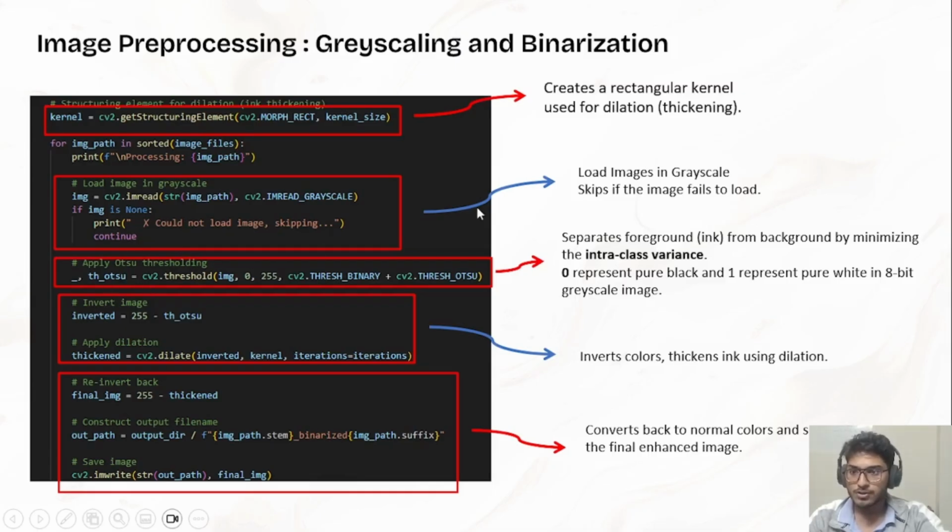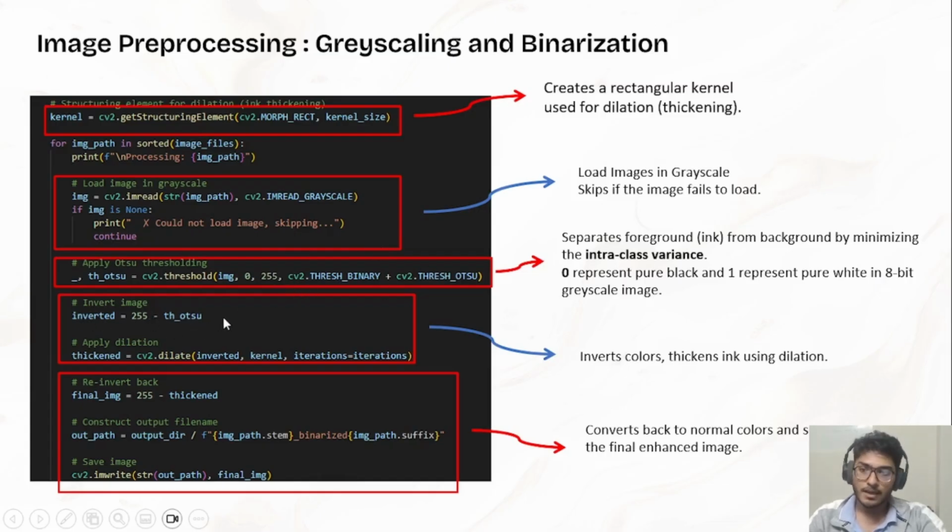Then this is also thresholding. What is it? It separates foreground ink from background by minimizing the intra-class variation. What is intra-class? Intra-class is between the foreground and the background. There is a background page and we have written on that, so this is the ink foreground. We are separating the background from the foreground and extracting the ink only, the written part only. You can see there are two numbers, 0 and 255. We are using 8-bit grayscale images, so 0 refers to pure black and 1 refers to pure white, which you can represent by 255 in grayscale or binary coding.